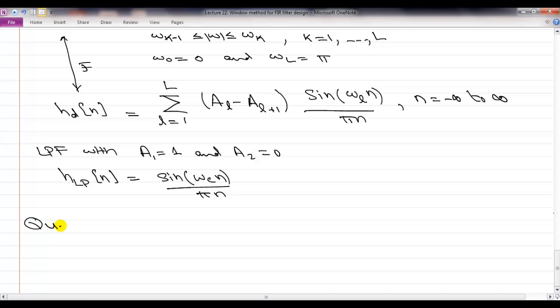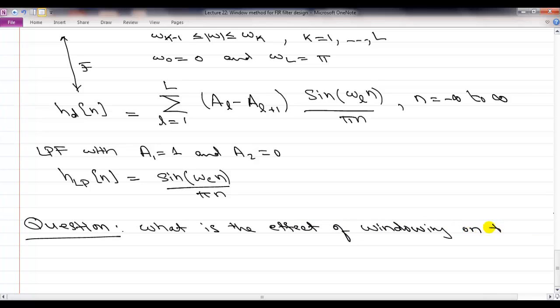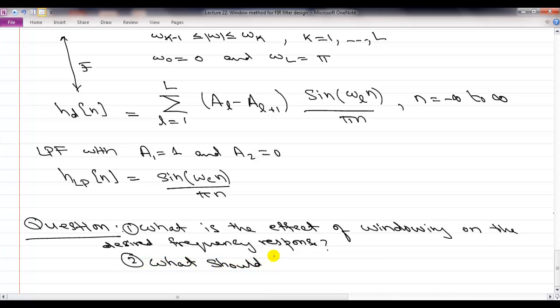The question that we have not answered so far is the following. What is the effect of windowing on the desired frequency response? And effectively, the two questions are connected to each other. What should be the length of my FIR filter?